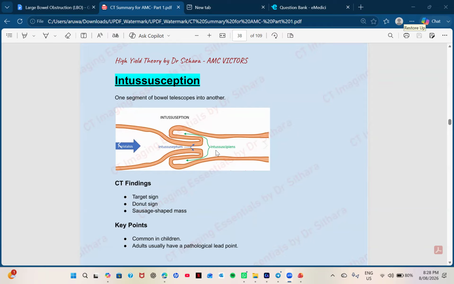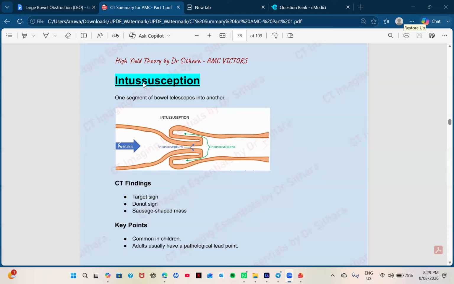Okay, how can you see this in CT? This can cause bowel obstruction, right? Ischemia. What can you see here, doctors, in intussusception? In the CT, the finding is very important. The target sign, right? Even on ultrasound, you can see the target sign, right?